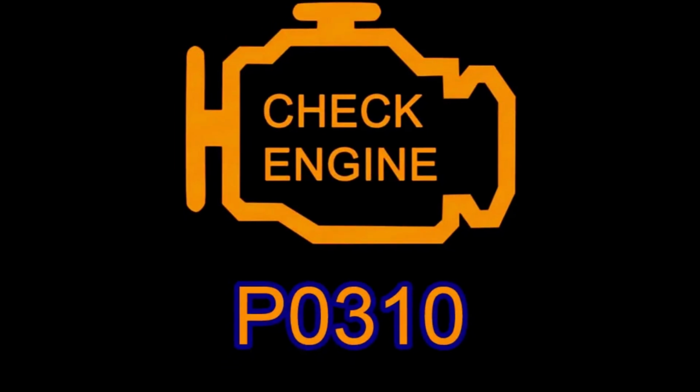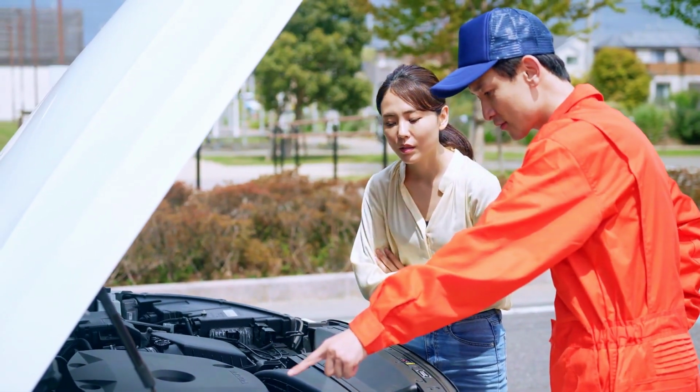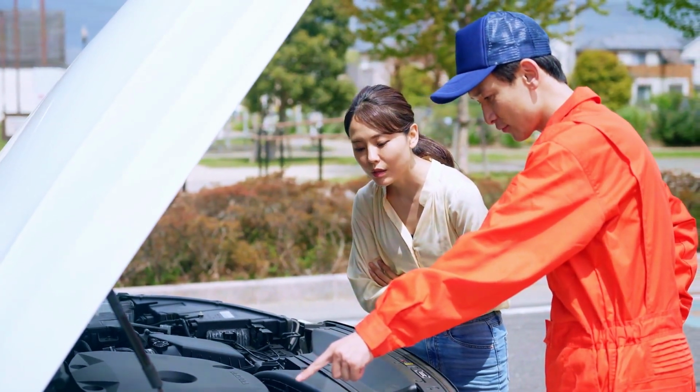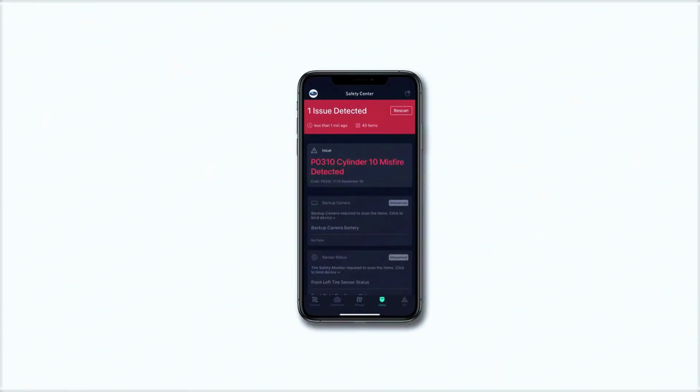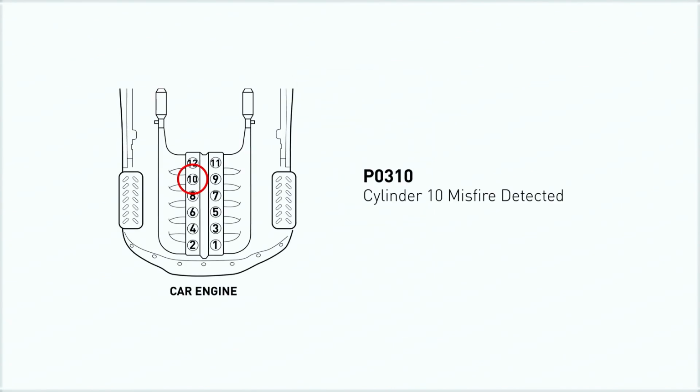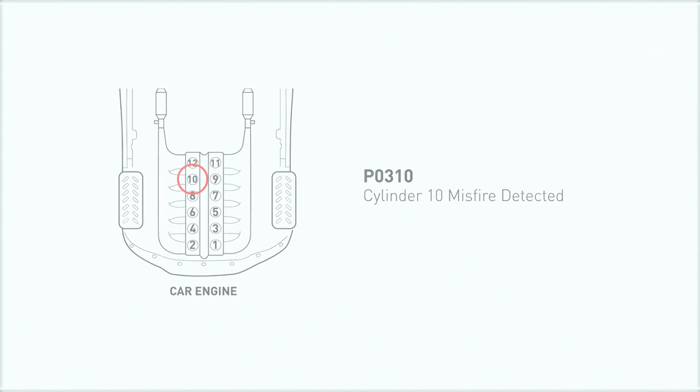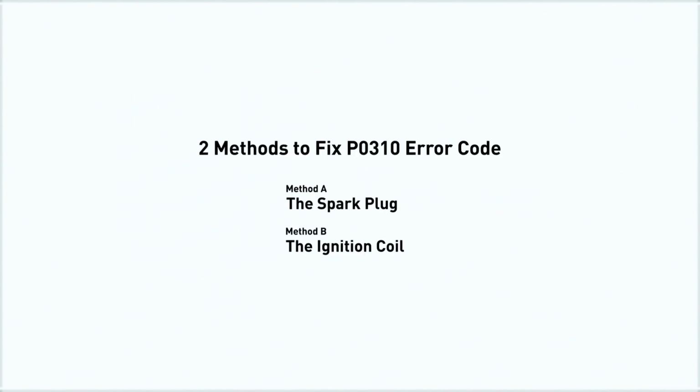If you are getting a P0310 error code, this video is going to show you two practical solutions to fix the error code at home. Use the OBD2 scanner to scan your vehicle and see the error code P0310. It indicates that cylinder number 10 is experiencing misfires. There are two simple DIY solutions you can try to solve this problem.